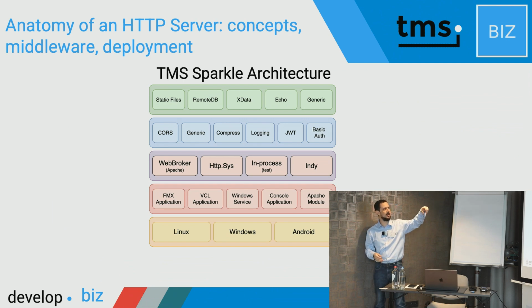We have different models like static files, RemoteDB, Xdata, Echo. RemoteDB, Xdata, Echo are TMS BIS frameworks, products, and in a sense, they are Sparkle models, as we explained here. All right, everything is a Sparkle, and Xdata is just a model. Echo is a model. RemoteDB is a model that you plug into Sparkle.